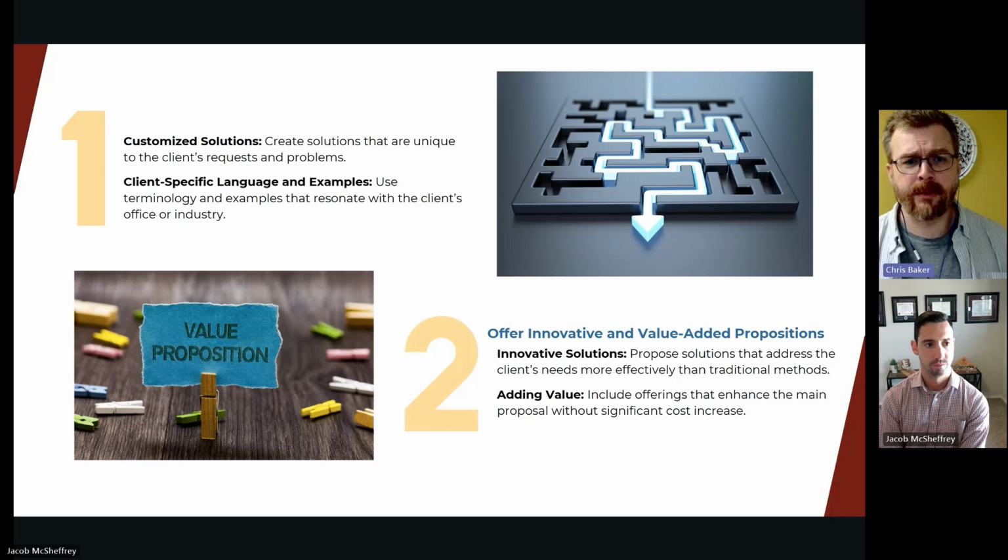Client-specific language and examples, right? So using terminology and examples that resonate with the client's industry and culture, citing previous work with similar organizations or challenges can also be very persuasive. That's a really good one.